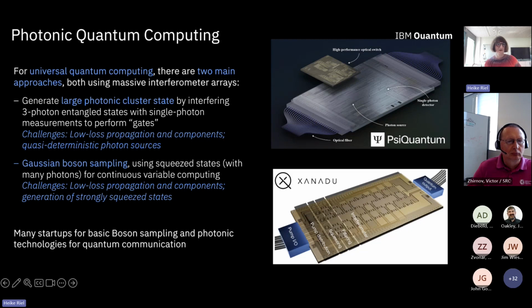And the same is actually true also for Gaussian boson sampling. Again, also here, low loss propagation in the waveguides and all the components is very, very critical. So there's lots of work also on new materials and optimizing the stack of the photonic waveguides and photonic components, and also creating the corresponding photon sources.